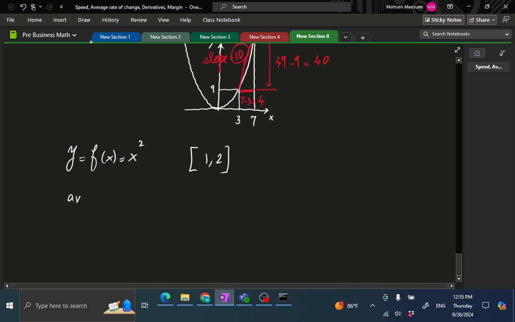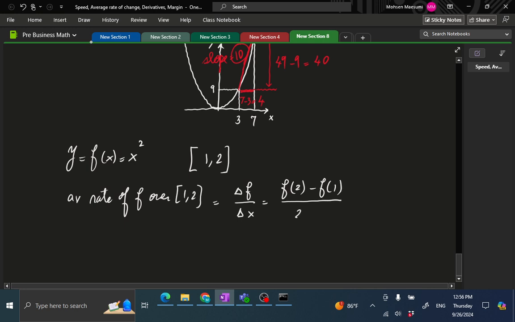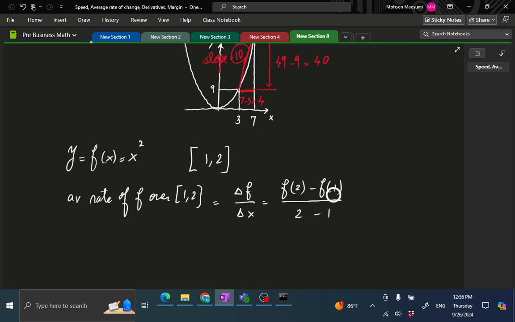What is the average rate of f over interval from 1 to 2? So it's delta f over delta x. Delta f means calculate the f at the beginning and end and subtract. Delta x simply means take beginning and end and subtract. This has to be in the same order. If 2 is at the beginning and then a 1 at the end, or if you want to, put a 1 at the beginning and a 2 at the end, but do the same thing in numerator and denominator.